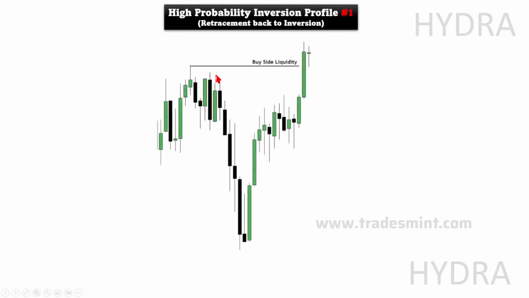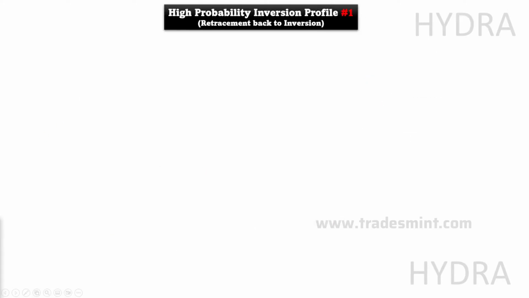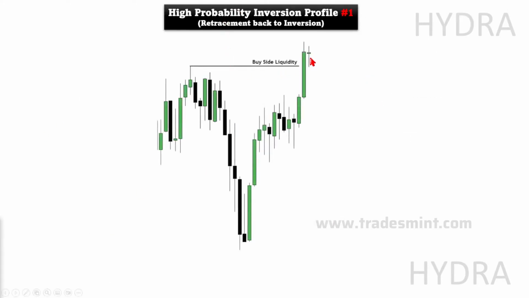So this is an example here. We have our old swing high, right? From the first slide, I'll take you guys back to the first slide. We have our key level. Our key level can be the PD arrays, old swing high or low, premium or discount PD array, and OTE, right? So here we have a swing high, and what do you see here? Price cleared out the swing high, and at the same time price generated a fair value gap here.